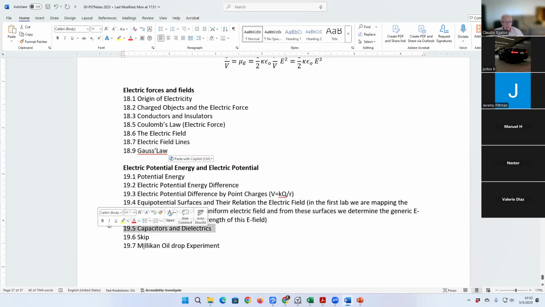okay, capacitors and dielectric. For now, we are going to skip those two sections. You don't have to worry about those two, okay? Skip and skip. 1032.